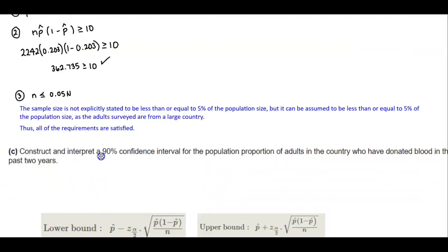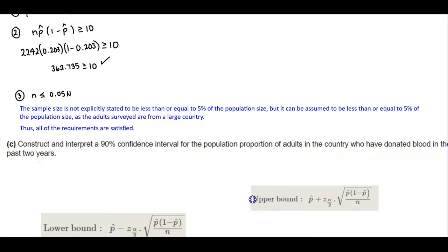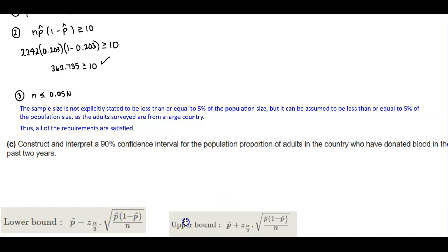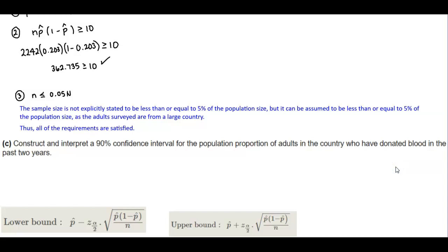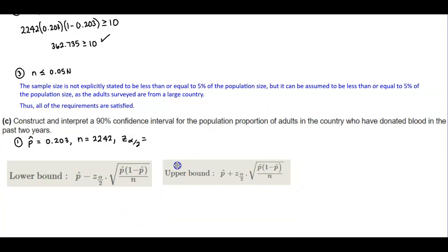Okay, so now what we want to do is construct and interpret a 90% confidence interval for the population proportion of adults in the country who have donated blood in the past 2 years. Let's write out the given information. First, we know that the point estimate from the previous parts is 0.203. We also know that the sample size is 2,242, and we want to find the critical value z alpha divided by 2.